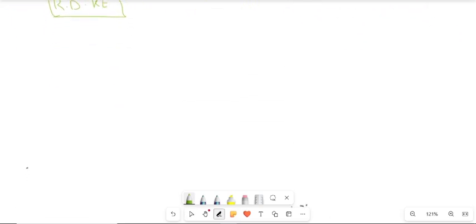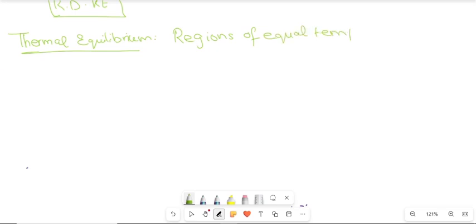Okay, starting off strong, what do we mean by thermal equilibrium? When you start breaking the words down, you will find it very easy to see what they mean. Thermal, heat. Equilibrium, there is an equal level, which means regions of equal temperature. That is what it generally means.